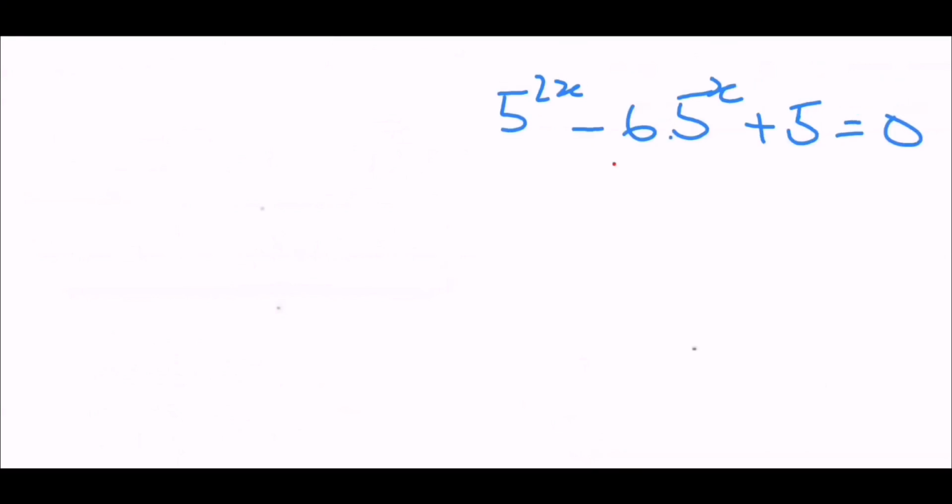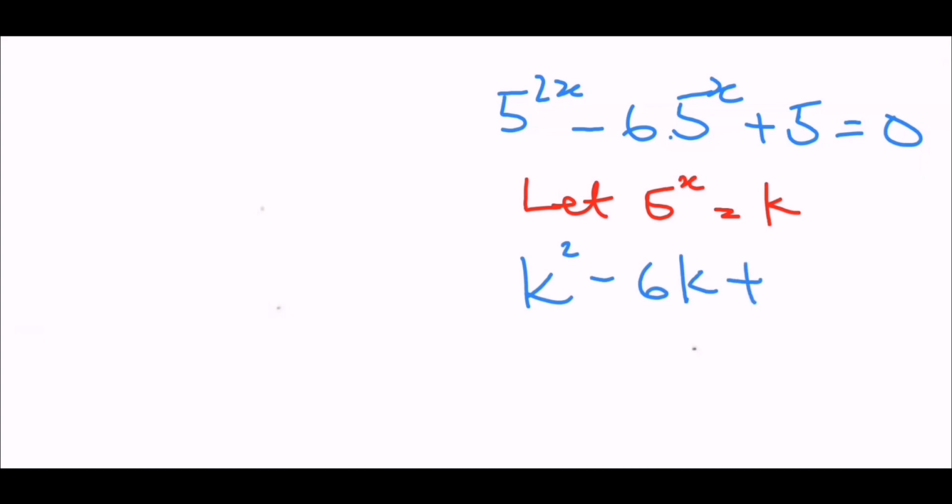So I'm going to let 5 to the power of x be equal to k. You see my screen doesn't work here, so I need to write on that side. What will my expression become now if I let 5 to the power of x be equal to k? So it will be k squared minus 6k plus 5.